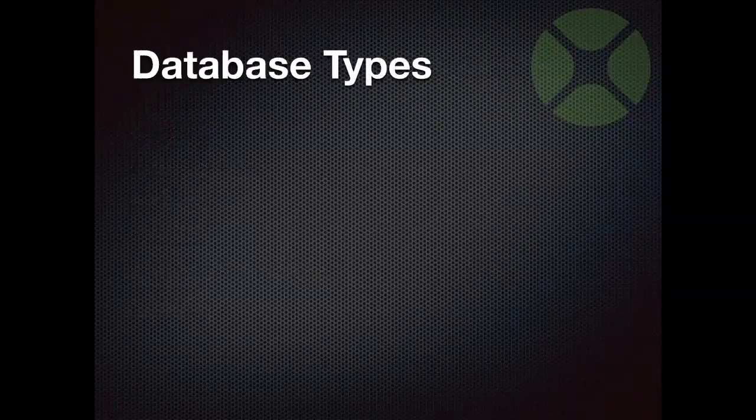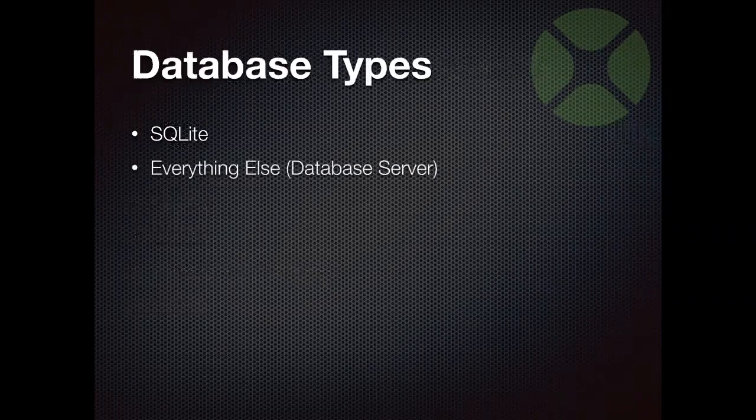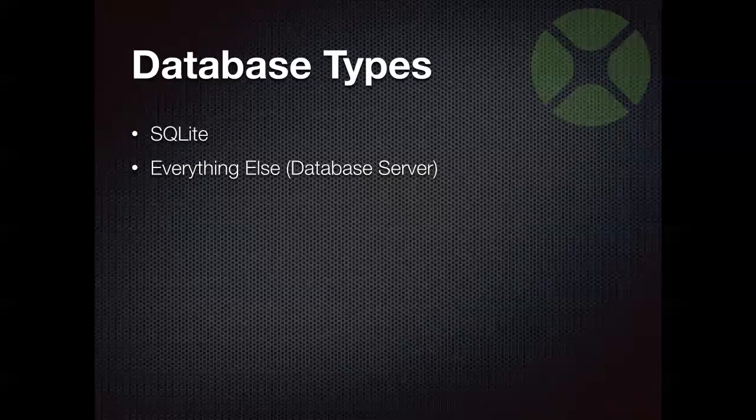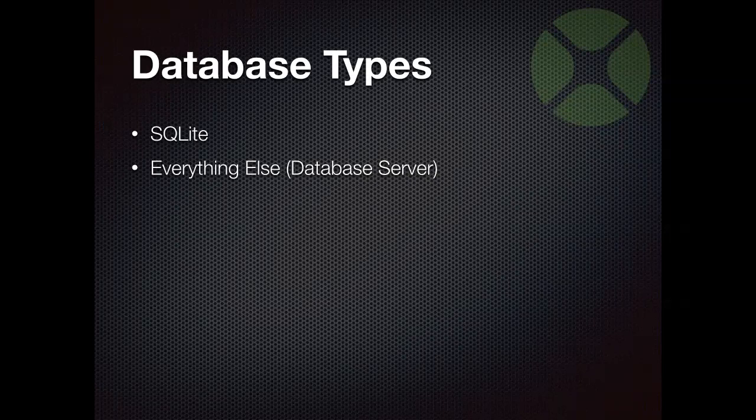Now, of those, they can all be grouped into two types of databases. There is SQLite, and there is everything else. And I say that because SQLite is what's called an embedded database. It's file-based. The database engine is actually included in your app. There's not a separate database engine. There's not a separate database server or anything like that. So it's kind of its own thing.